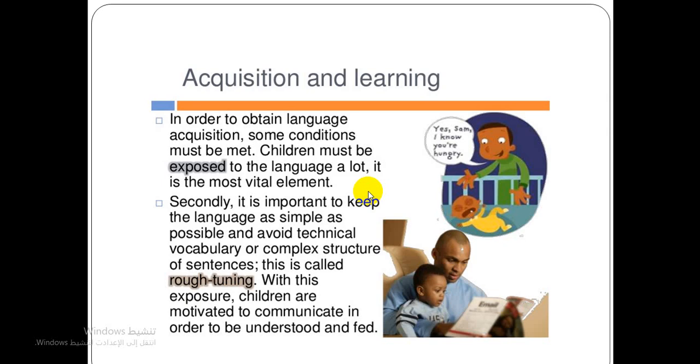This is related to the exposure. So here, if we as teachers want our students or our children to acquire a language, we present them to three stages. The first one is exposure to the language. The second one is motivation to communicate with the language, and the third one is to give our students opportunities to use the language.